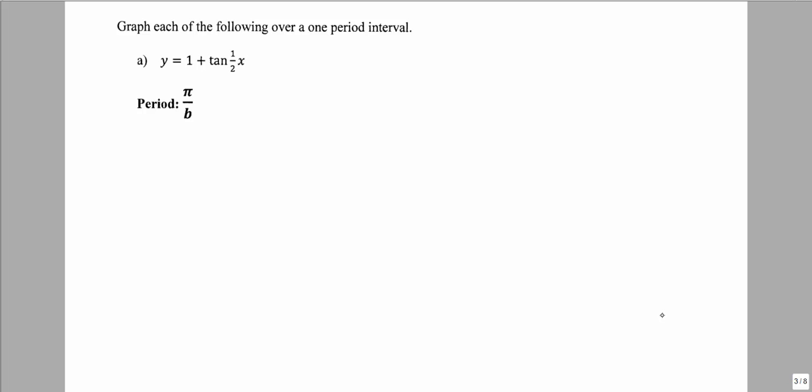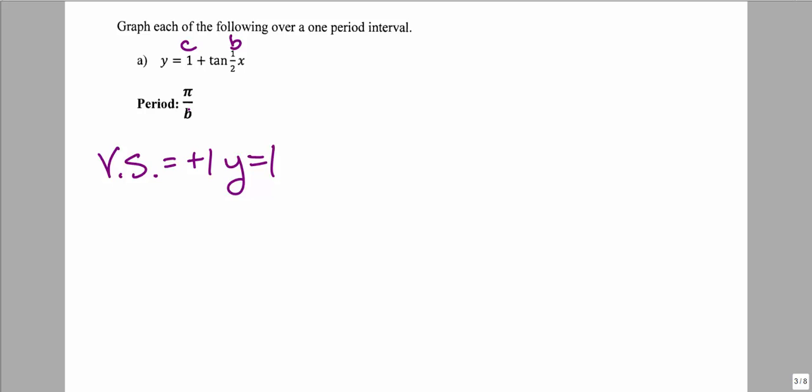For this graph of tangent, we have y equals 1 plus tangent 1/2 of x. We see that we have a vertical shift. We have added a 1 to the outside of the function, so the new middle of the graph will be at y equals 1. We also have multiplied the inside of the function by 1/2, which is going to give us a change in period. So this was our c, this is our b.